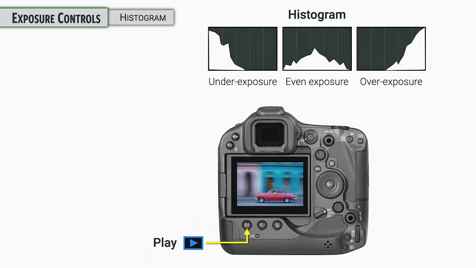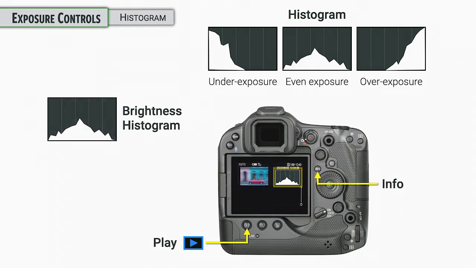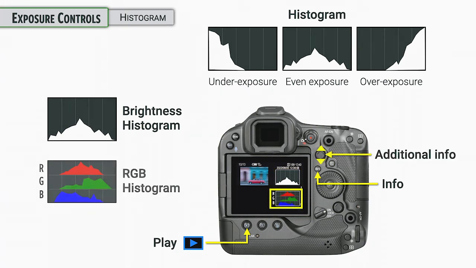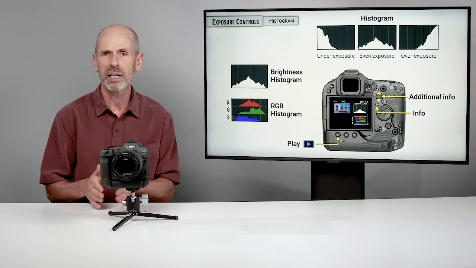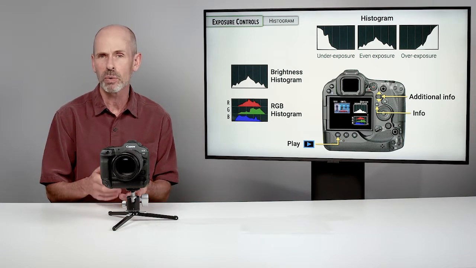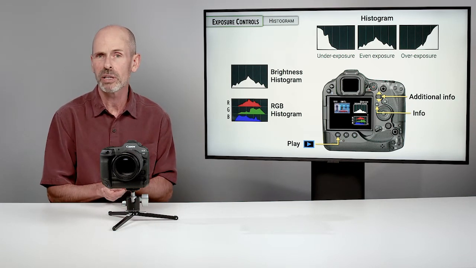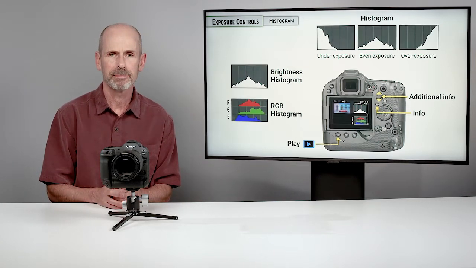Now when you're playing back an image, you can hit the info button again, and you might get a brightness histogram. If you hit it again, or the little joystick for more information, you might get an RGB histogram, which will show you the color channels and how bright each of them are, which is what I like, just because it gives you a little bit more information about how each of those color channels are dealing with the light. And so that is a great tool for checking to make sure that you are either going to take or have just taken an exposure that is correct.